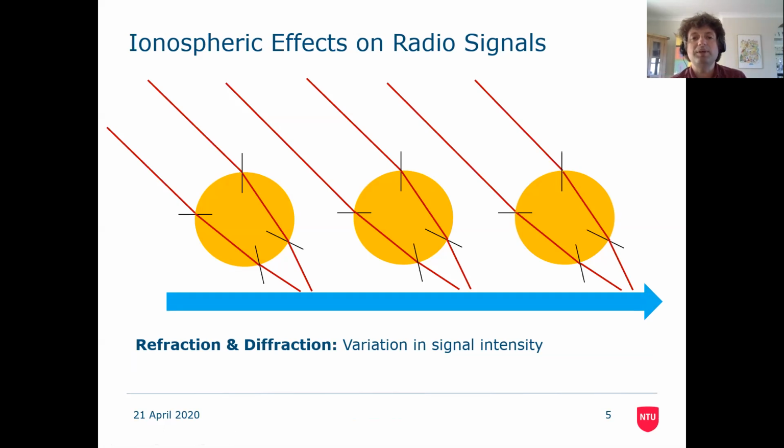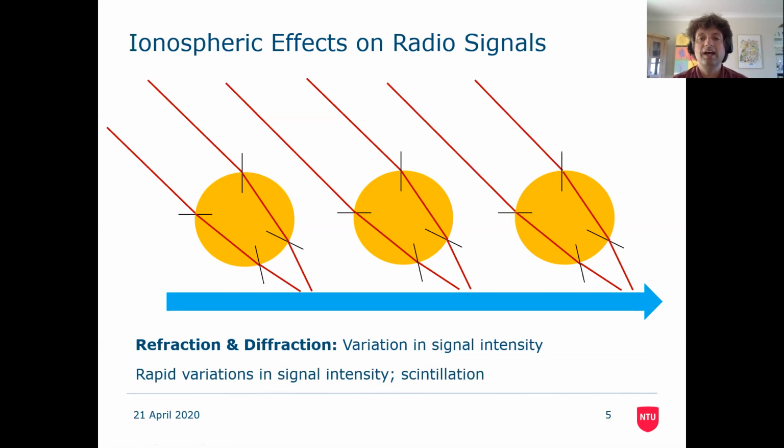If these radio waves begin to interfere with each other, we'll get a diffraction pattern, and we can get some rapid variations in signal intensity, and that's a phenomenon called scintillation.